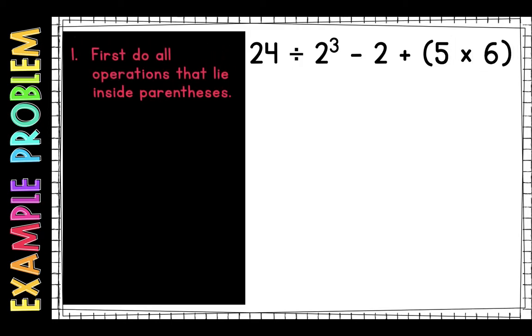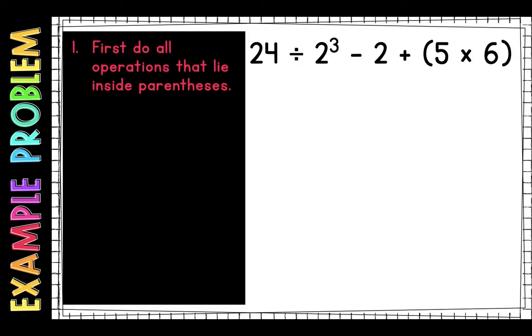This time I am going to solve the expression 24 divided by 2 to the third power minus 2 plus 5 times 6. Again, we're going to start with any operations that lie inside a parenthesis. So I see 5 times 6 within that parenthesis. So that's where I'm going to start. I know that 5 times 6 is 30, so I'll rewrite this expression with a 30 instead.